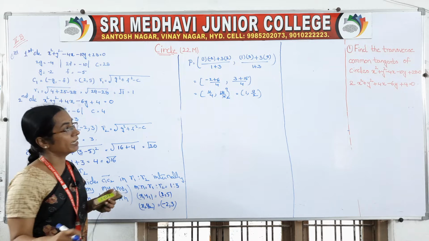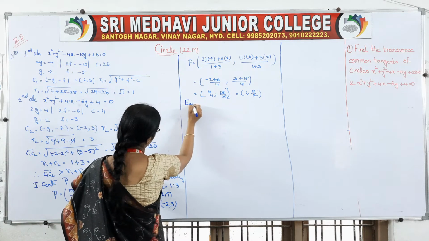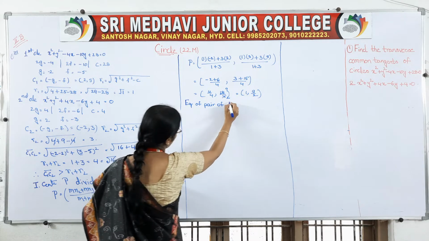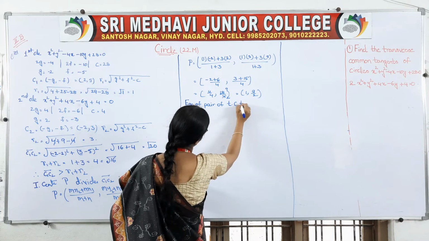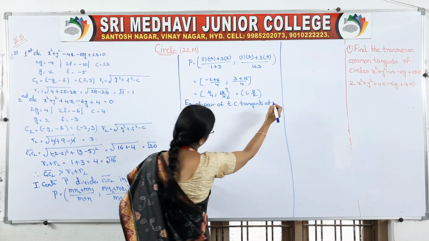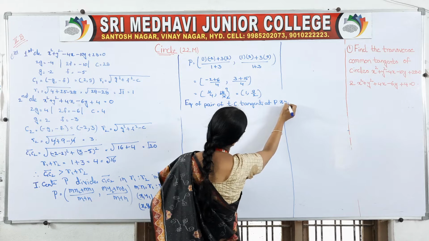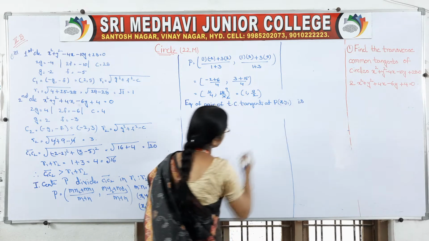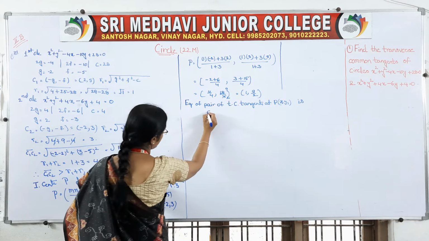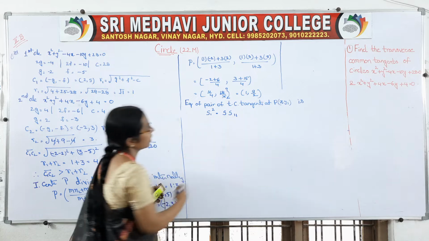Now we will find the equation of the pair of transverse common tangents at any point P x1 y1. We can take that formula: S1 square is equal to S into S11.